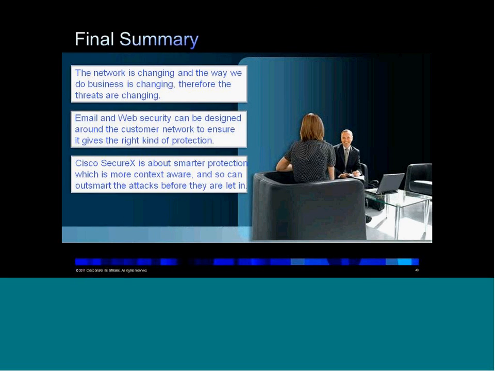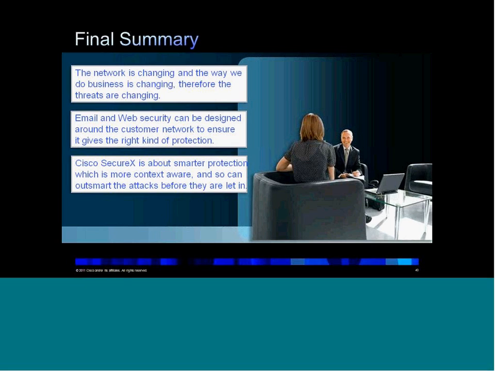Summary of what we've gone through today. The network is changing. We all know that it's changing all the time, but what's happening right now means that it's actually changing the way we are able to do business. And this also means that it's therefore changing security. So we're able to take things like email and web security and tailor them and design them around the network to make sure it's giving the protection that's needed based on what the context of that network is and also what's being used on there.